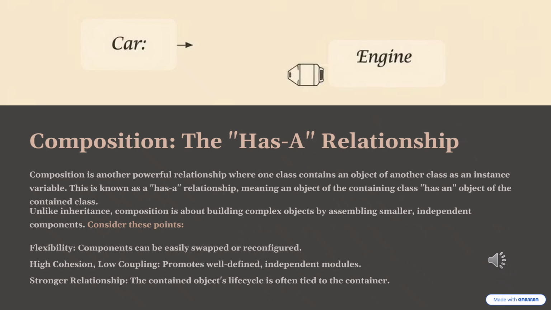Composition, the has-a relationship. Composition works differently. Instead of inheriting features, a class contains objects of other classes. This is called a has-a relationship. For example, a car has an engine. Composition provides flexibility because parts can be swapped or changed without affecting the entire system. It also promotes high cohesion and low coupling, which makes our software more organized and easier to maintain.